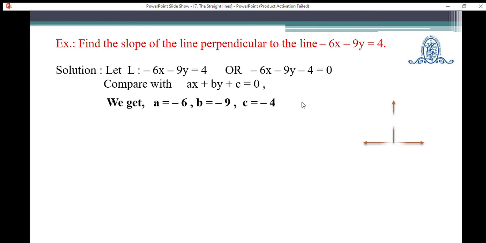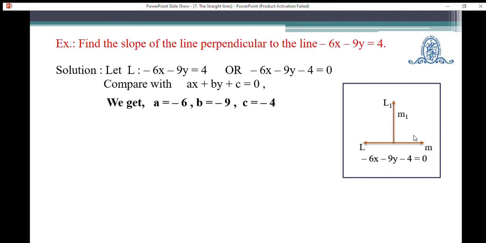Correct? Now let's draw the figure. The lines are given as perpendicular. So this is your given line L, suppose, 6x minus 9y minus 4 equal to 0, of which the slope is m. This we have to assume. L1 is the line perpendicular to L. So this is the perpendicular line. Again, assume that its slope is m1.